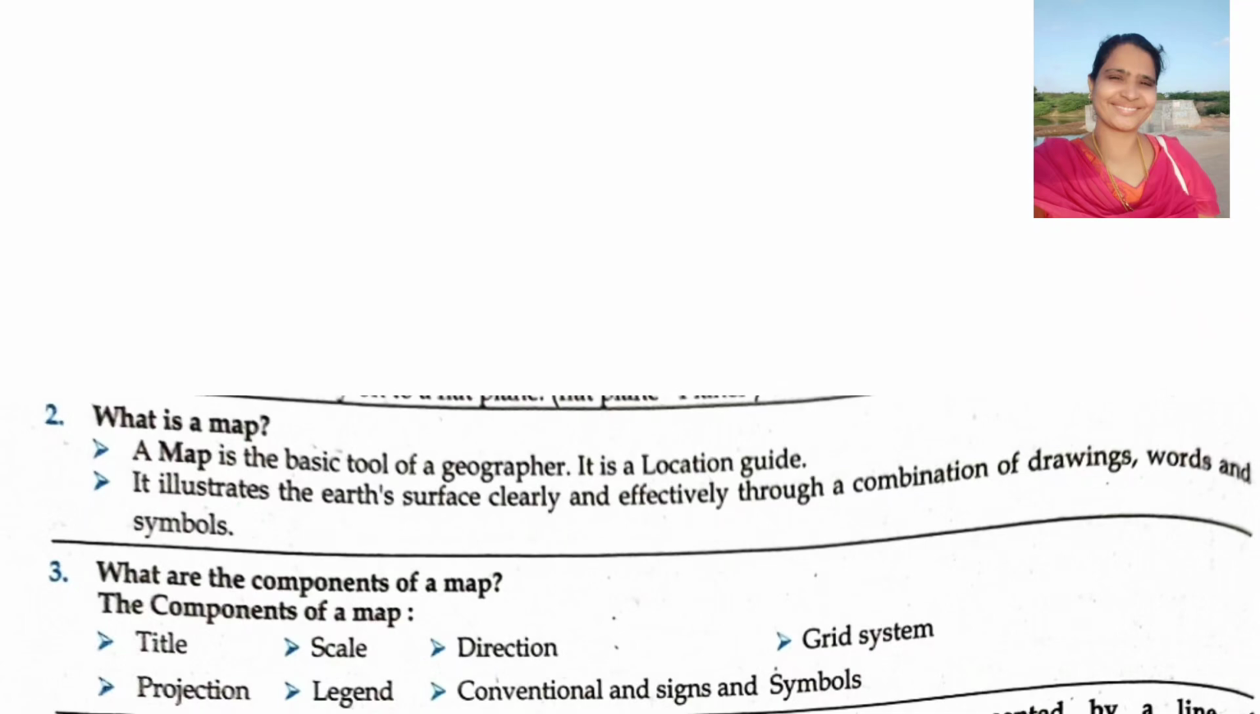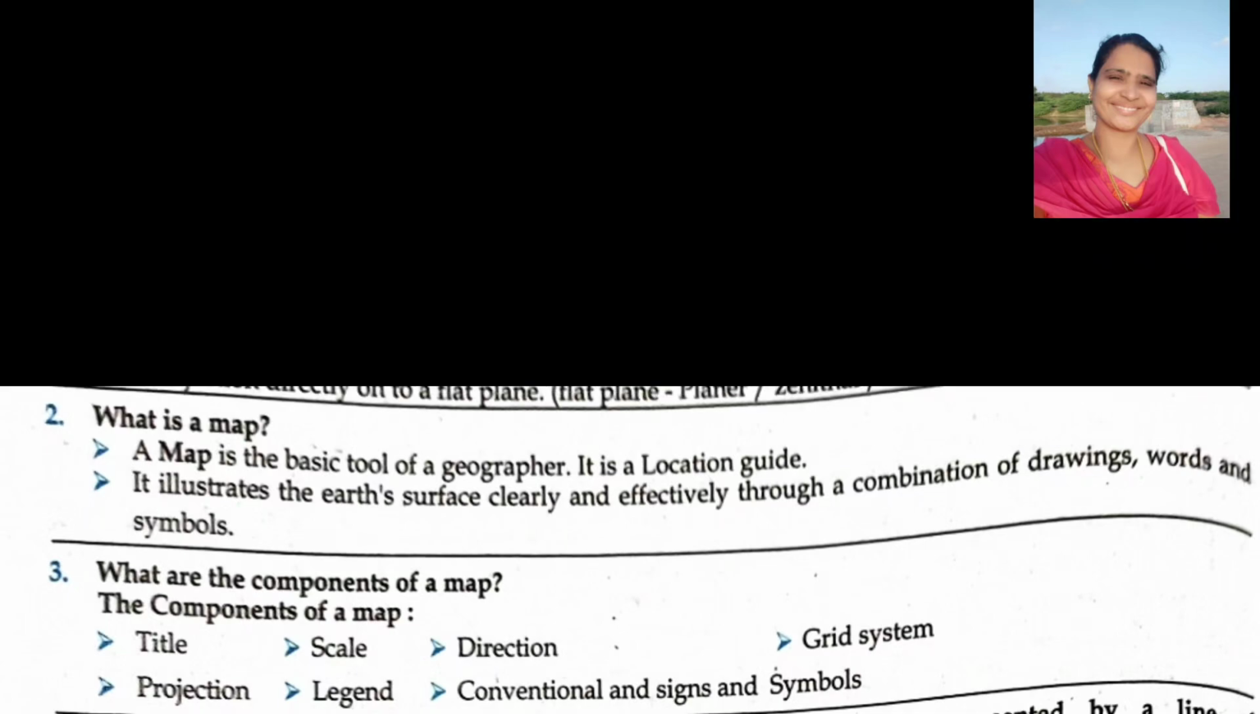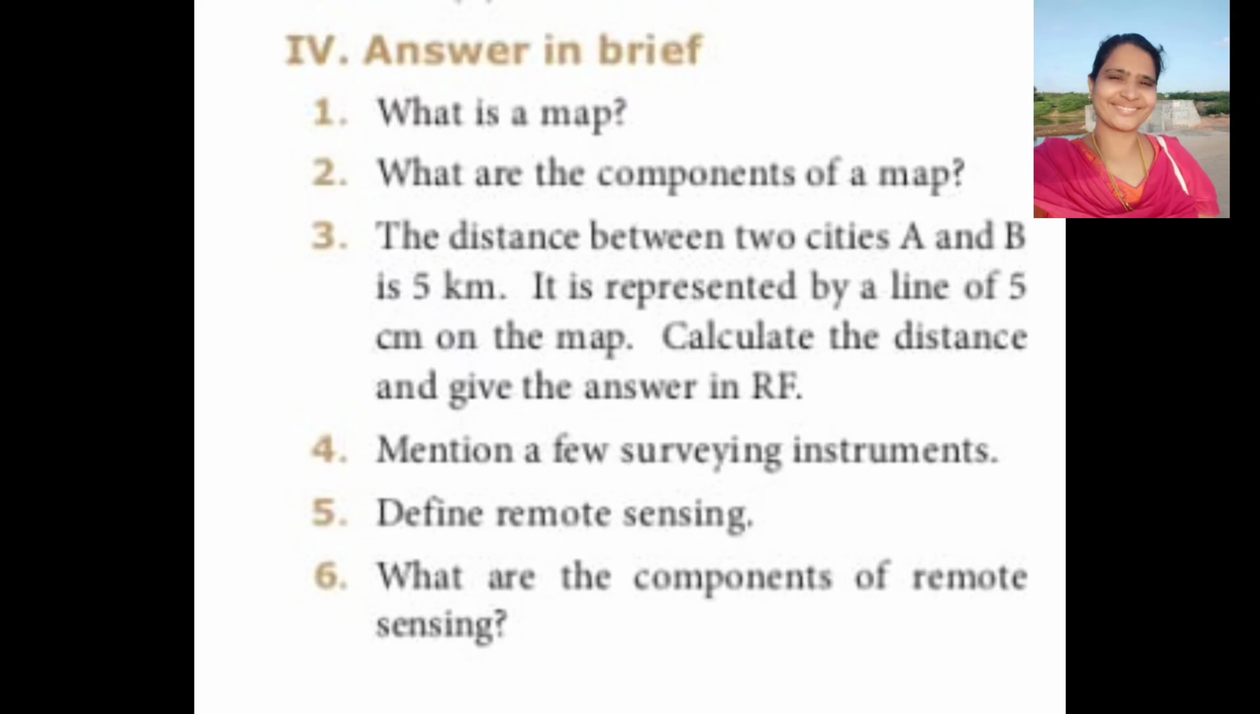Okay. Second question, children. What are the components of a map? The components of a map are title, scale, direction, grid system, projection, legend, conventional signs and symbols. Okay. Next one. Third question, children.